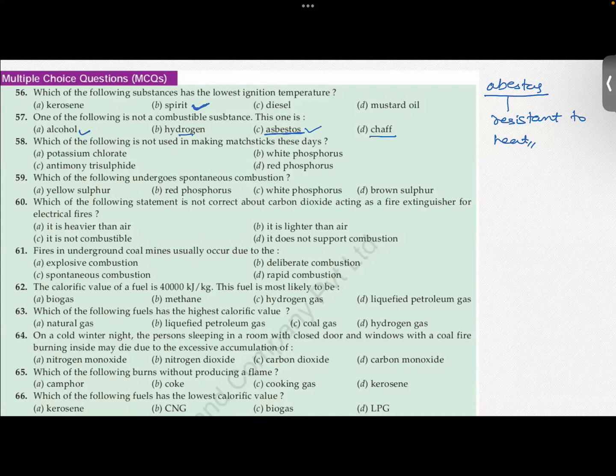See question number 58. Which of the following is not the answer? White phosphorus. Yes, Ahmed, that is correct. The answer is white phosphorus. Remember, we discussed in the previous class that the strips on the matchbox consist of white phosphorus. Actually, they are made up of red phosphorus, but upon ignition, they convert into white phosphorus. Right? Okay, see the next question.